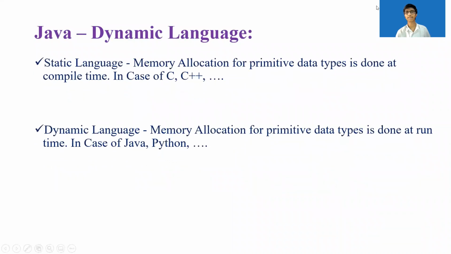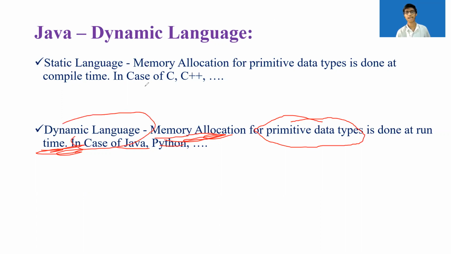Now let's see the second thing. What is a static and a dynamic language? A language is said to be static if the memory allocation for the primitive data types is done at compilation time. In C and C++, the memory is allocated at compilation time itself. But Java and Python are completely object oriented, so the memory allocation for the primitive data types is done at runtime. That's why Java and Python are known as dynamic programming languages, and C and C++ are called static programming languages.